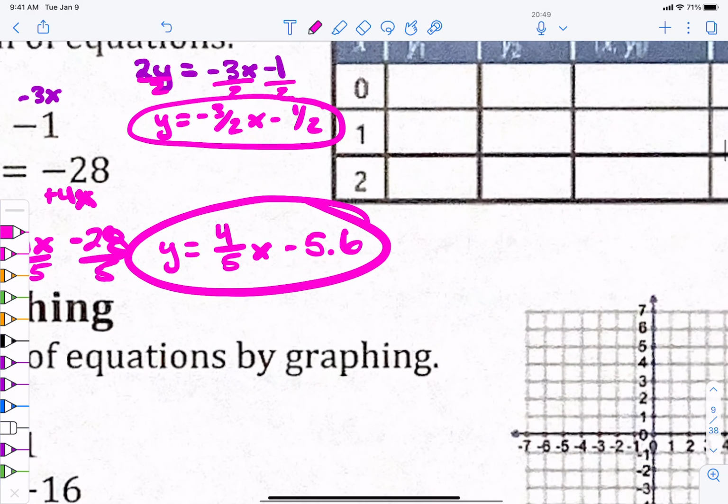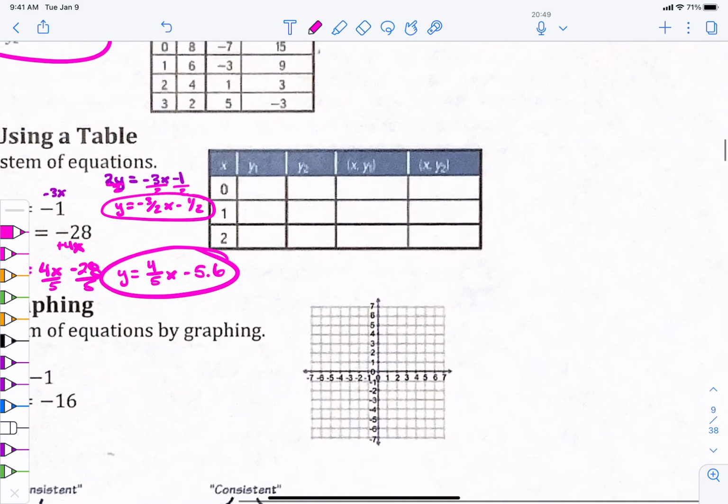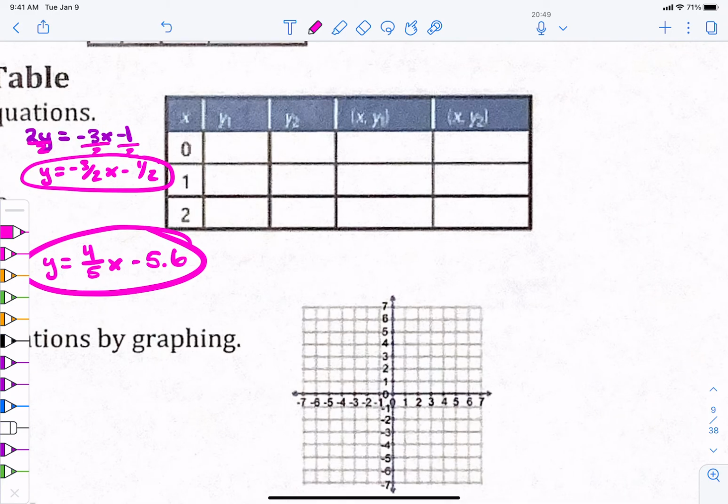So those are the two equations, and we are tasked with graphing them. We were going to use the table, but we're going to graph them, and we are going to find about the place where they cross each other. Just about where they cross.